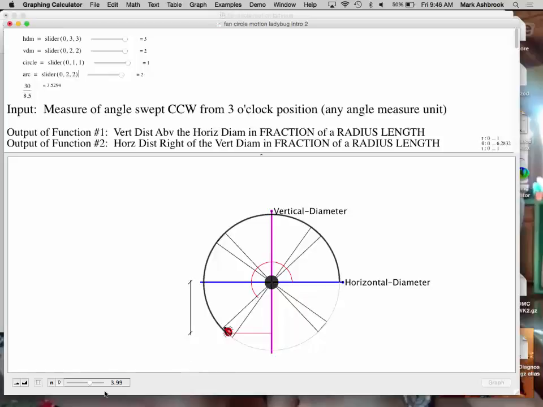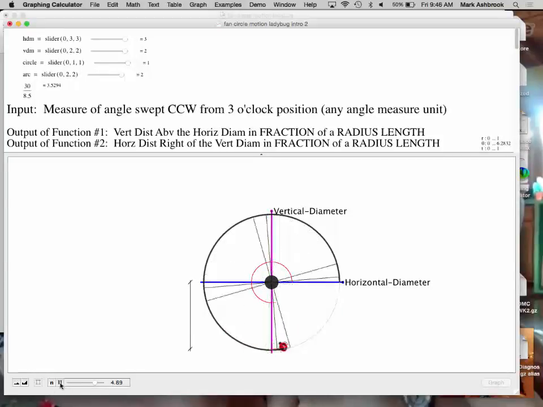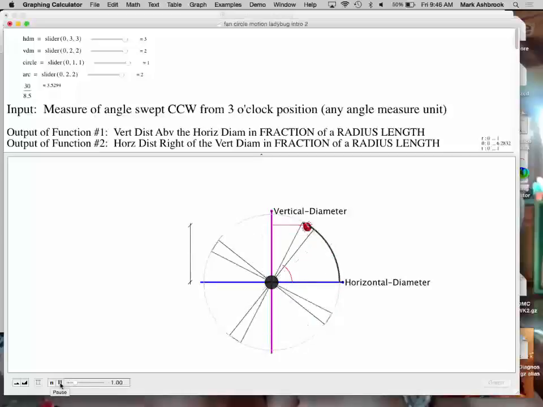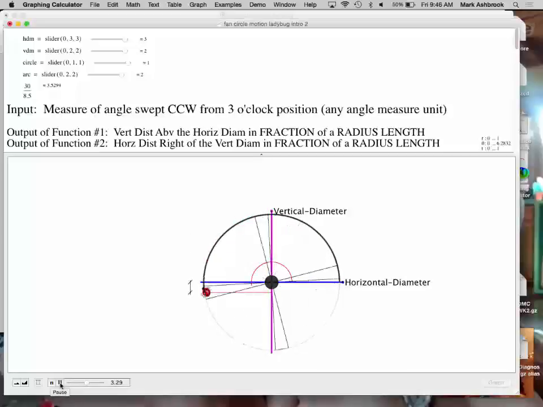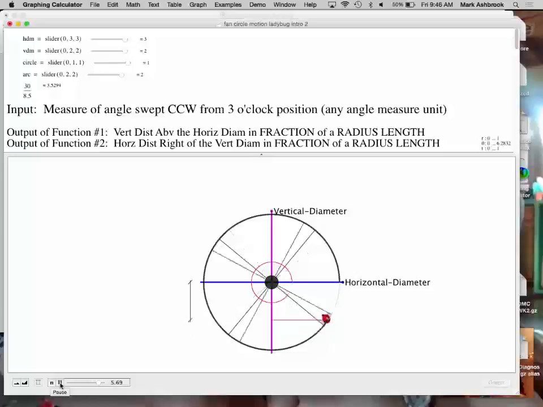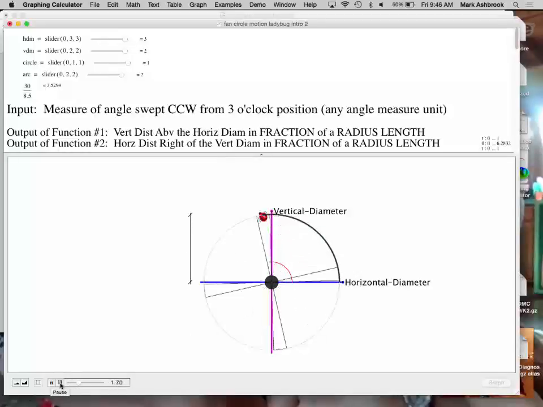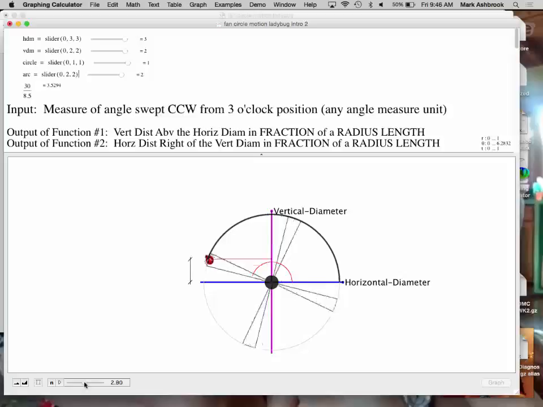Okay, let's do one more example. Let's do it right here. Okay, again, estimate all three.